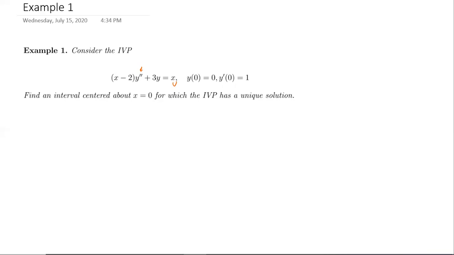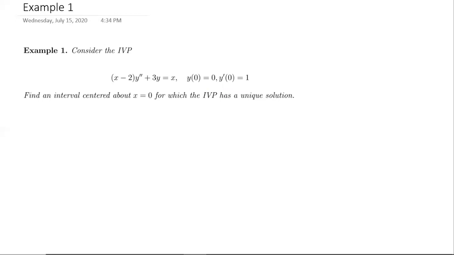So this is a second order linear initial value problem because of the conditions, and we need two, right? Because we're going to take the integral twice. And since they're given at the same input value, they are indeed initial conditions. So this is indeed an initial value problem. So find an interval centered about x = 0 for which the initial value problem has a unique solution.